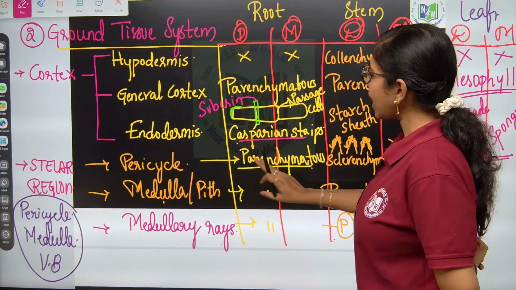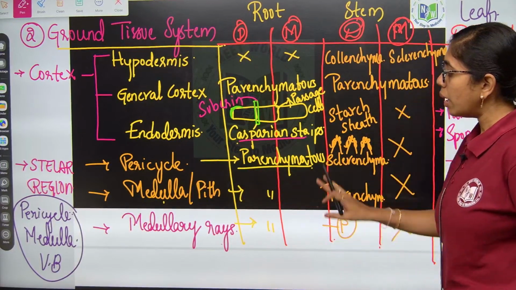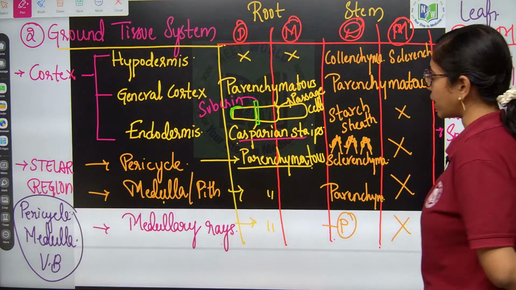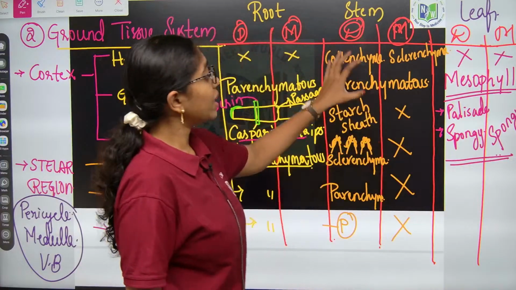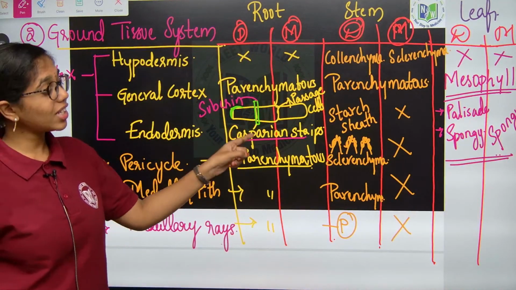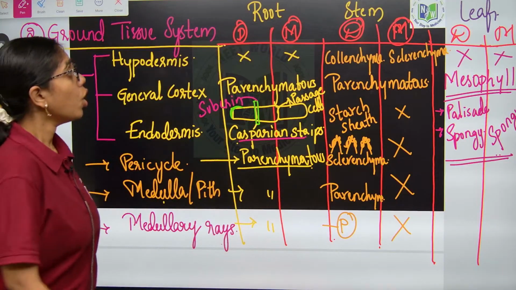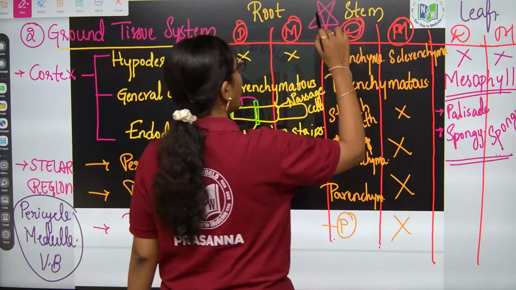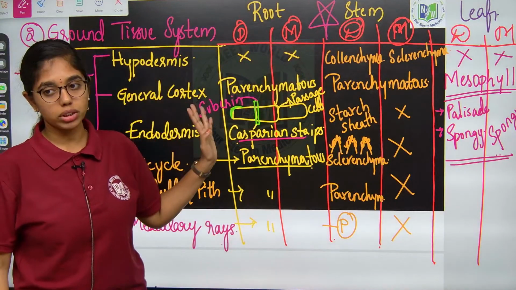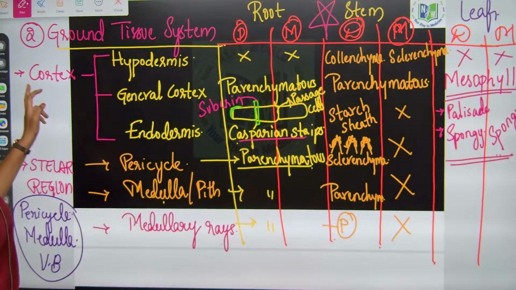Pericycle. Pericycle is parenchymatous again in the root. Medulla or pith is parenchymatous. Medullary rays are also parenchymatous. Next, in dicot stem, here you will see more region wise tissue differentiation, more in the dicot stem only, and most of the times questions will be raised from dicot stem and monocot stem itself. Just listen carefully.